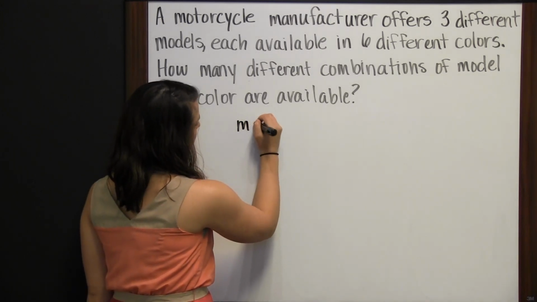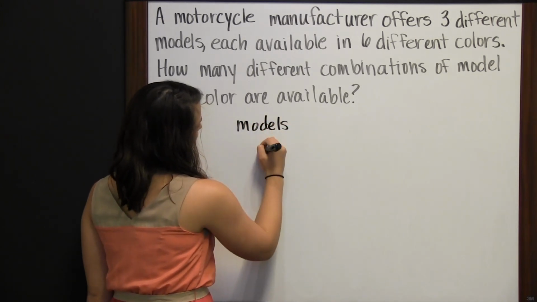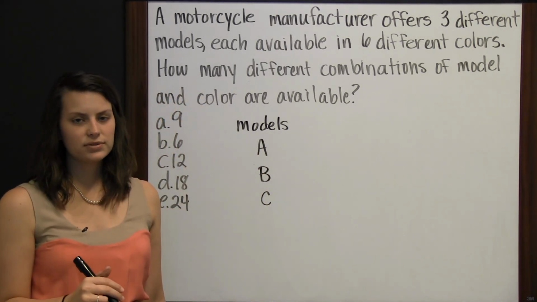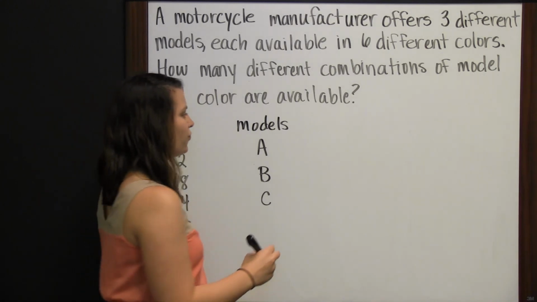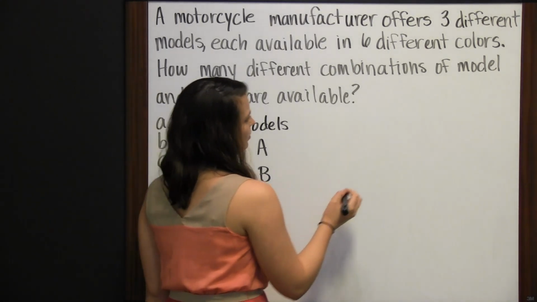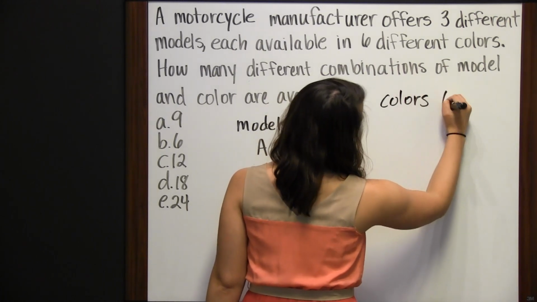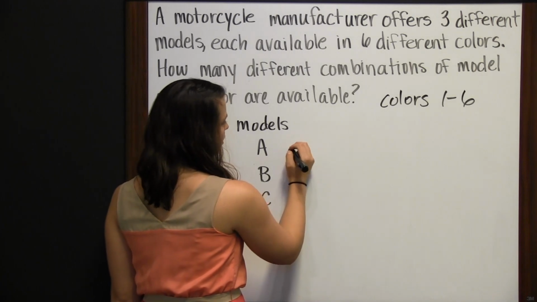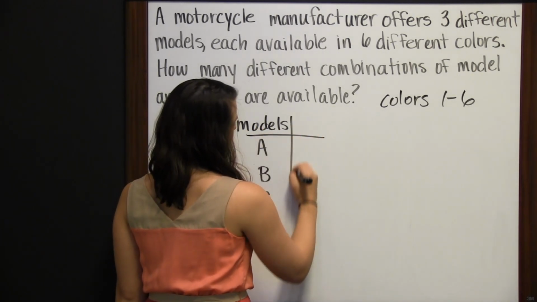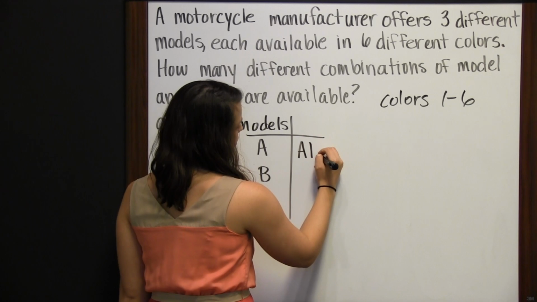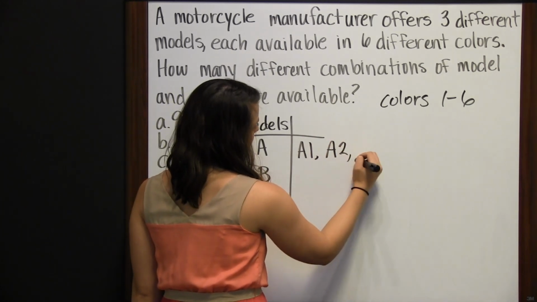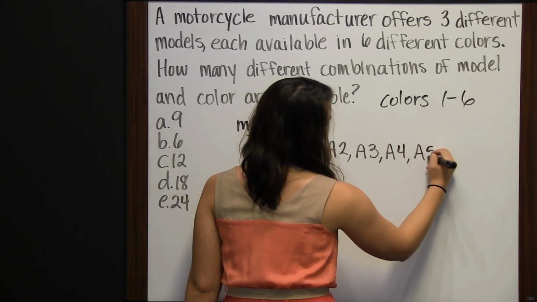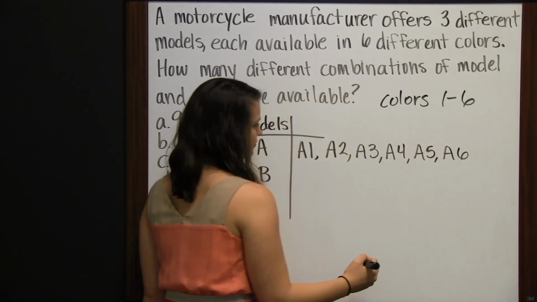So if we say our models are A, B, and C. These are the 3 different models of cars you can get. And then for colors, we use the numbers 1 through 6, since there are 6 colors, then you could get model A in color 1, color 2, color 3, color 4, color 5, or color 6.